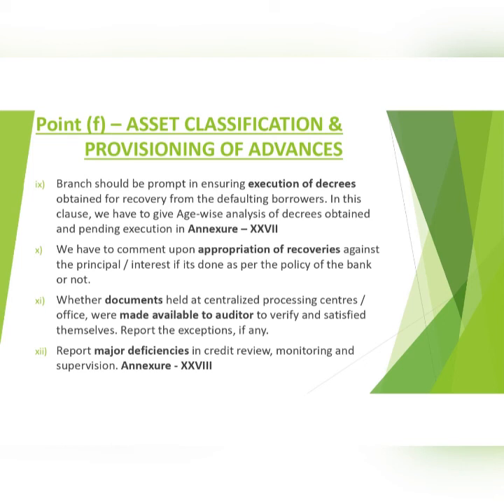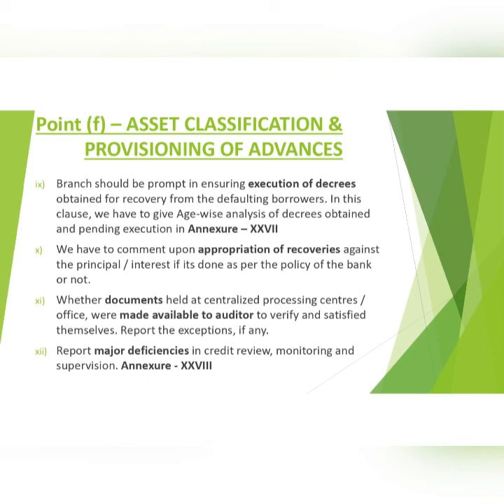Clause 9 under this point asks about the execution of decrees obtained for recovery of advances. For this clause, we need to ensure that the branch is executing all such decrees promptly. Also, we have to give age-wise analysis of decrees and pending execution in Annexure 27. For Clause 10th, we need to verify that the recoveries are properly appropriated against principal and interest accounts. We can verify the same by checking NPA accounts and interest receivable account of the borrower.